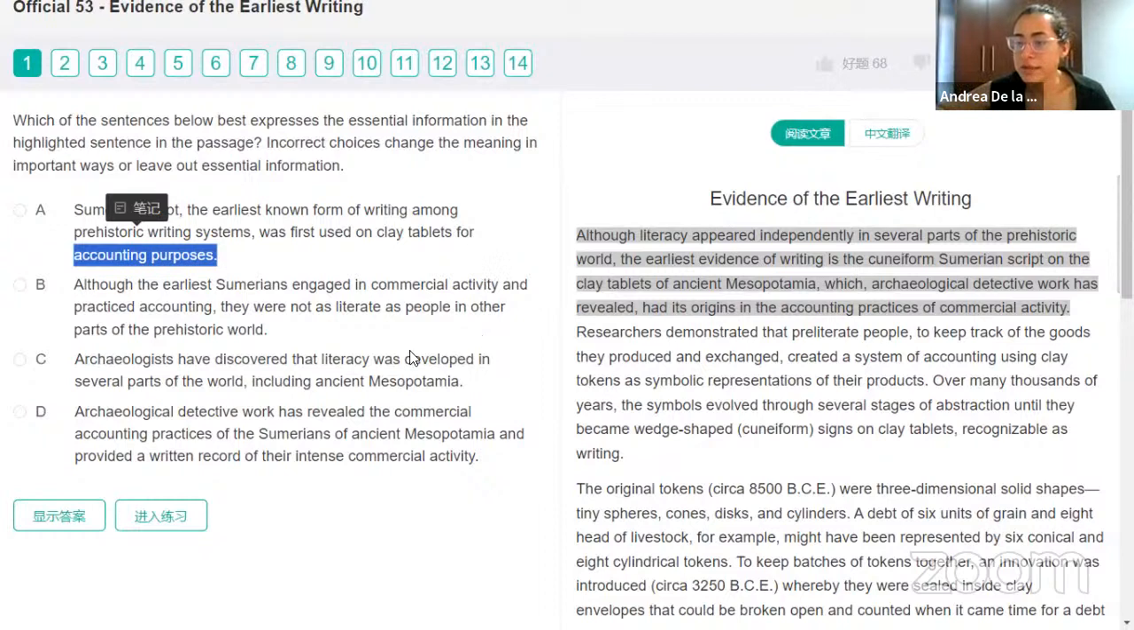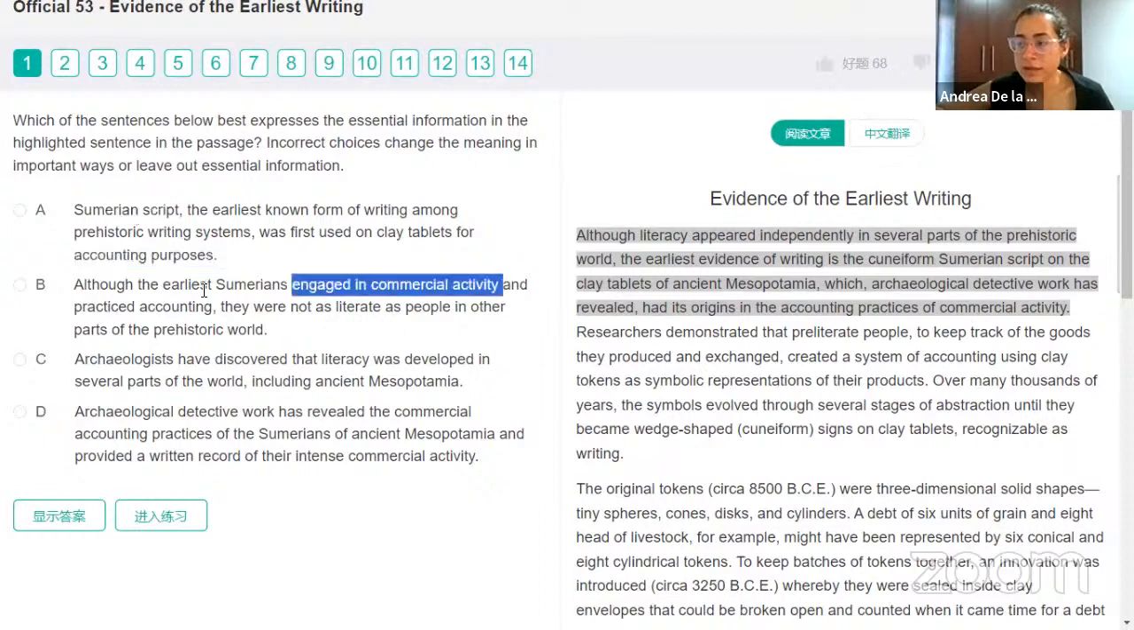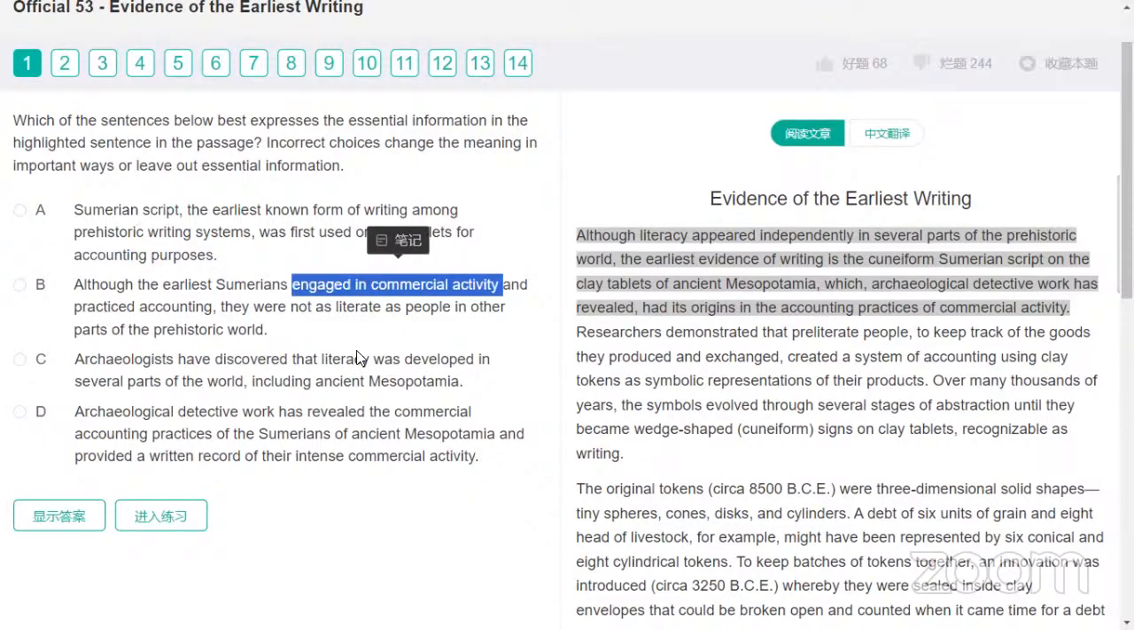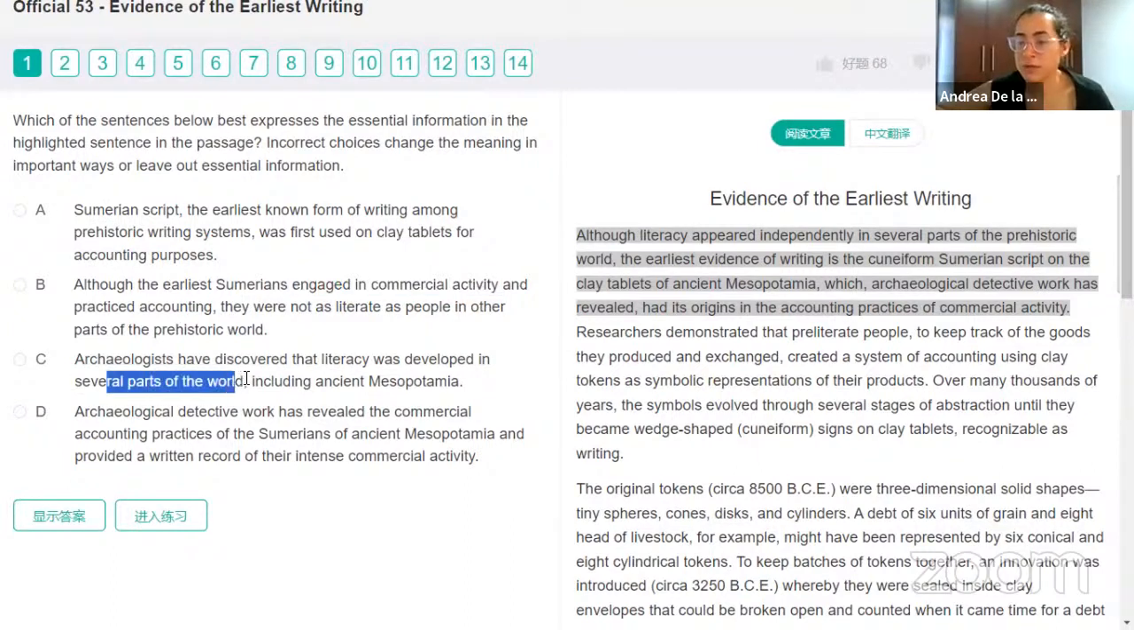I don't know, no creo que sí podría ser. There is engaged, porque las otras no tienen la misma idea, ¿no? Although the earliest areas engaged in commercial activities, no hablan que se involucraron en actividad comercial. Literacy has developed in several. No, no ha sido desarrollado en varias partes del mundo, sino en Mesopotamia. Dialectic work has revealed commercial conduct. Okay. No, entonces sí, creo que está bien. Sería la más cercana.